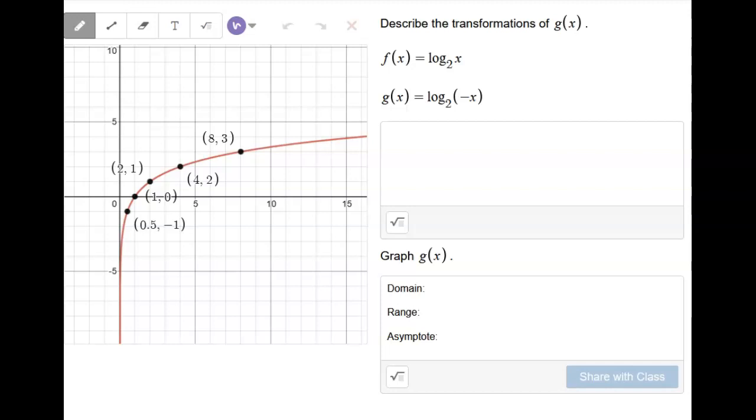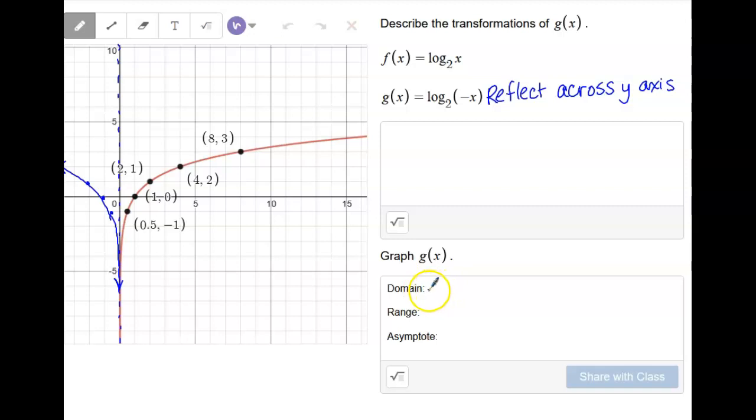Okay, transformations of this. When there's a negative sign inside the parentheses, that just means that we are going to reflect across the y-axis. So we're taking all of these points. Our asymptote is still going to stay in the exact same place because our asymptote is on that line of reflection, the y-axis. It's just these points that are going to flip across the y-axis this way. They're going to be the same distance away from the y-axis, just on the other side. So it's going to look something like this.